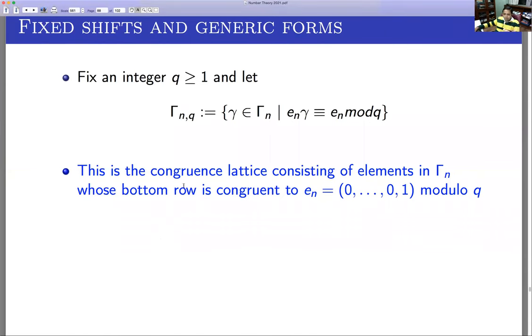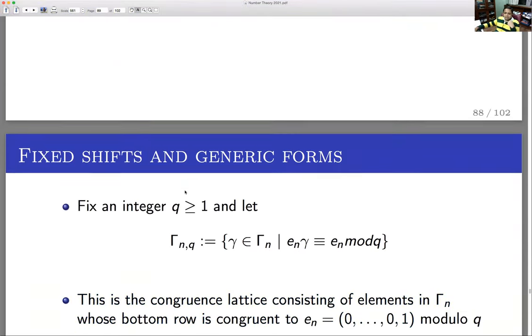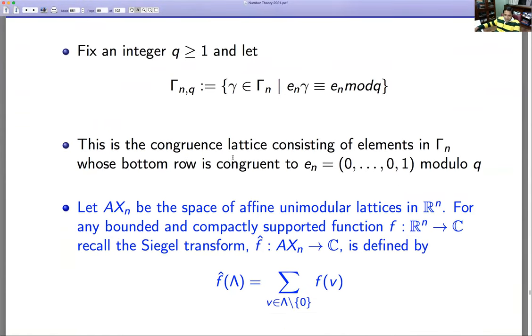So one can do this in a precise manner, but rather than explaining everything as it is, let me just say that essentially what happens is that counting the number of solutions to this inhomogeneous quadratic inequality, where the shift is a fixed rational shift, is essentially the same as looking at a counting problem on a different homogeneous space, which is a homogeneous space by a congruence quotient.